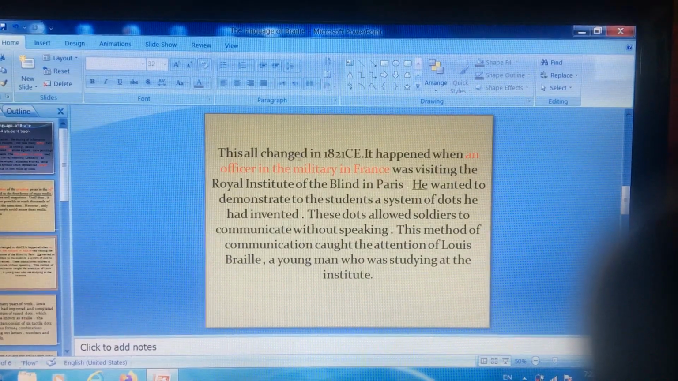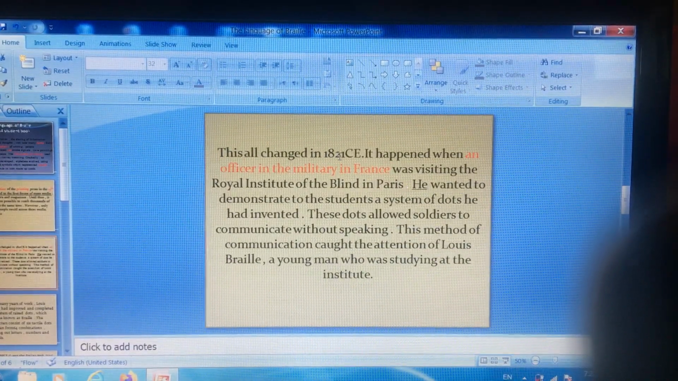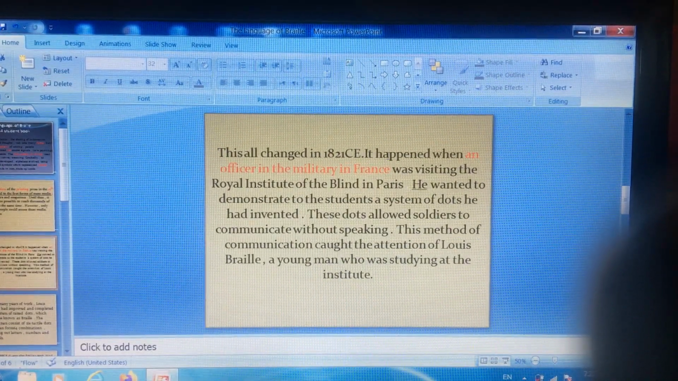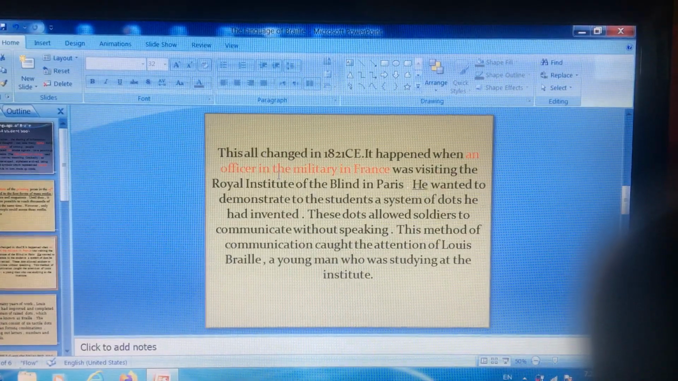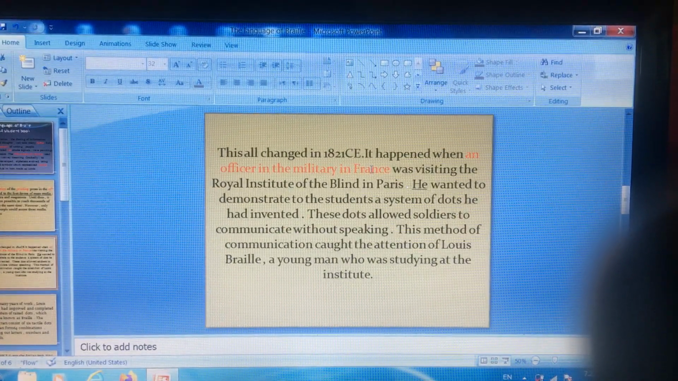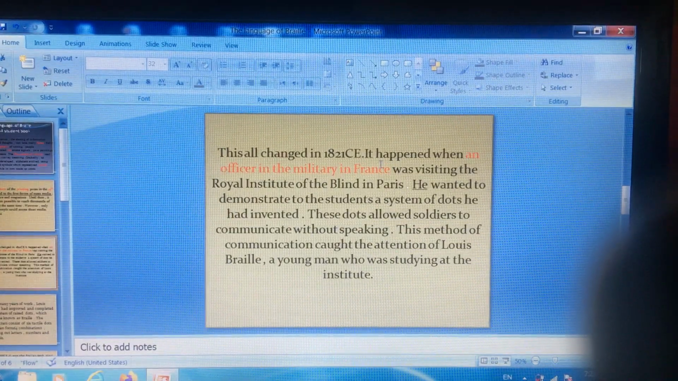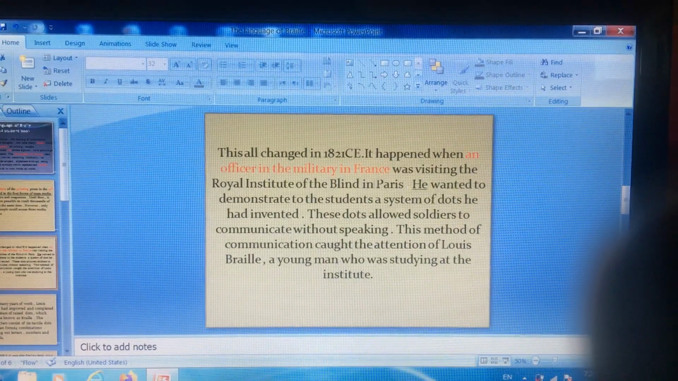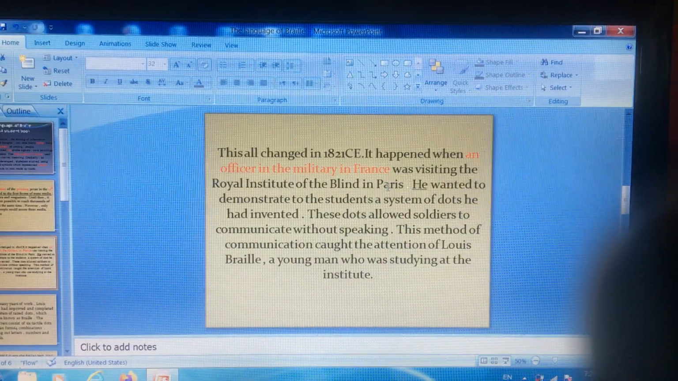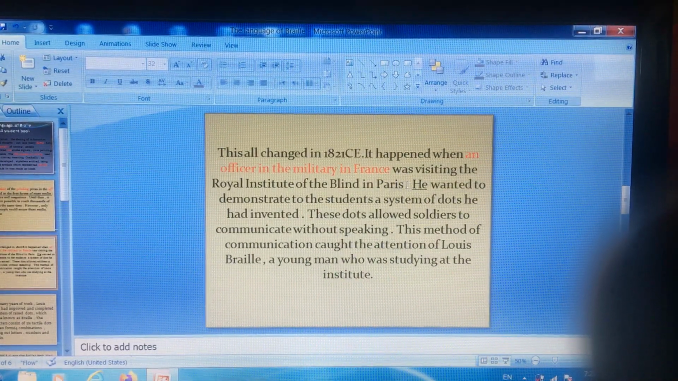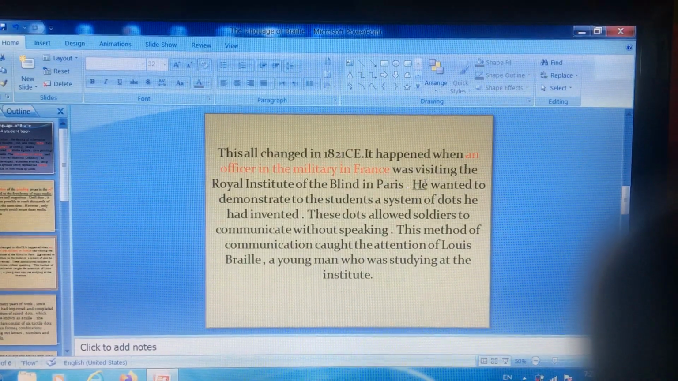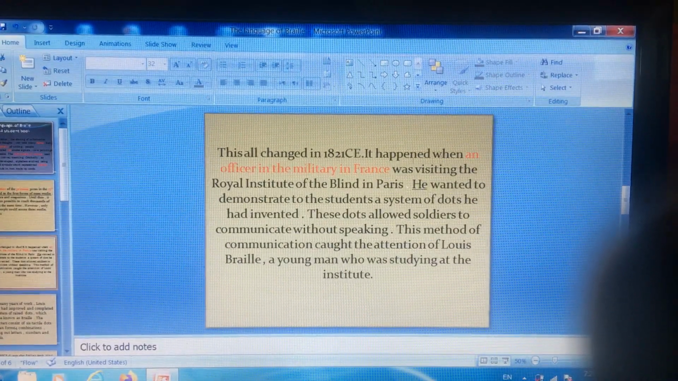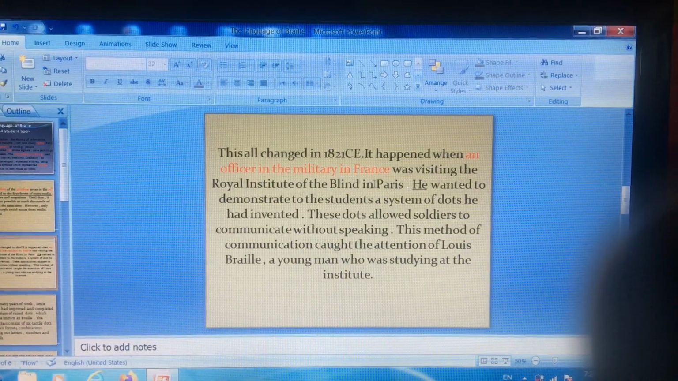This all changed in 1821. What happened? It happened when an officer in the military in France، ضابط الجيش الفرنسي، was visiting the Royal Institute of the Blind in Paris. كان بزيارة إلى معهد العميان. Who is he referred to who? To the officer in the military in France.